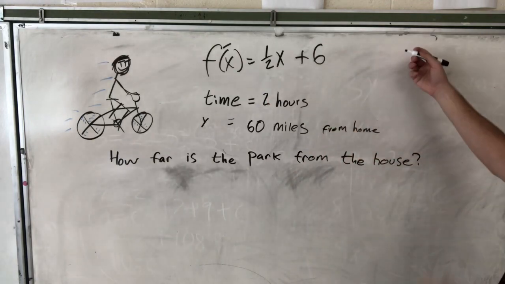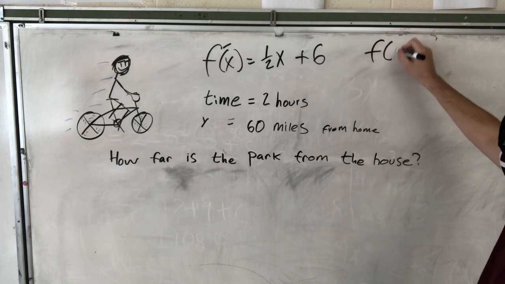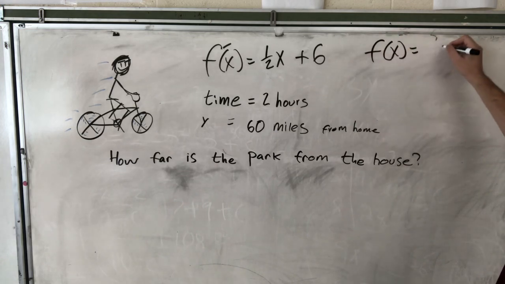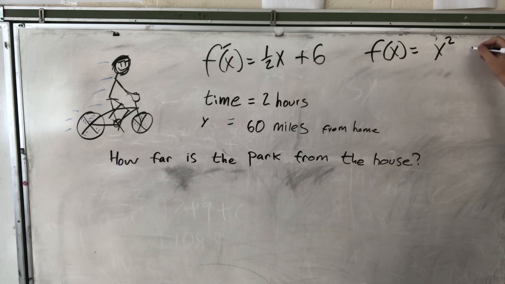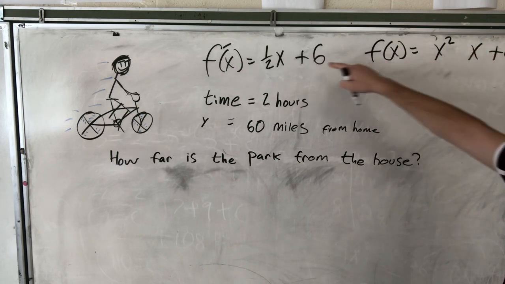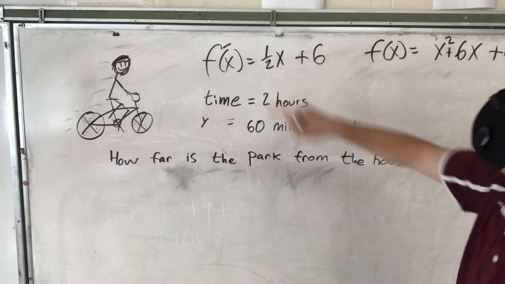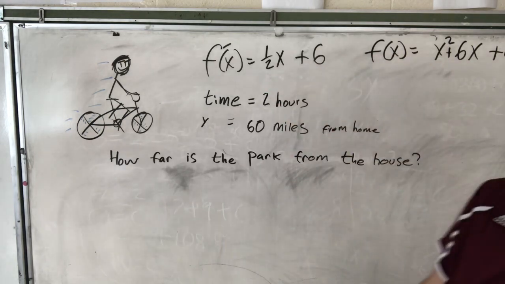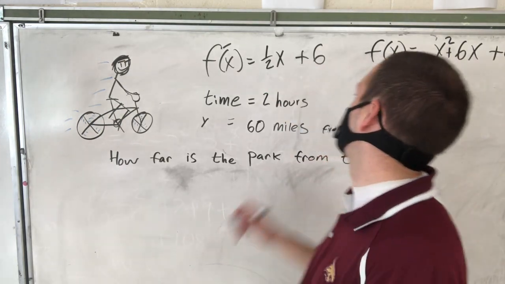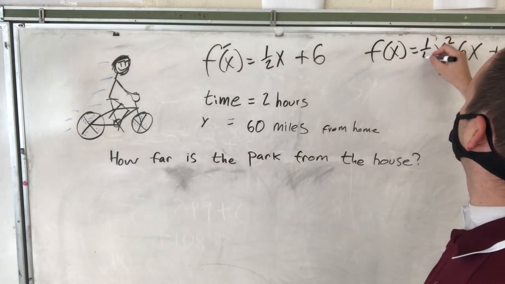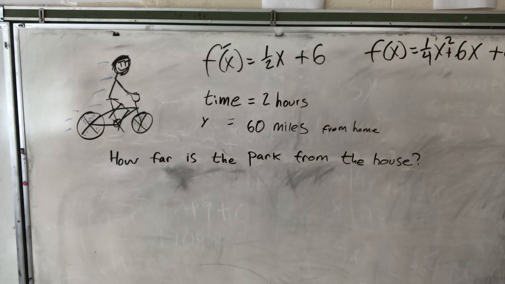So when we integrate this, we're going to get f of x is something x squared plus something x plus c. Well, 1 times what is 6? 6. 2 times what is 1/2? Ooh, 2 times what is 1/2? I believe it is 1/4. Okay. We want to know how far this guy is from his house.